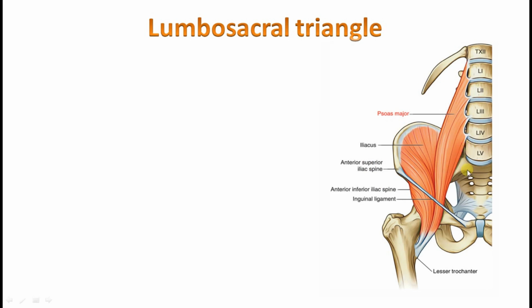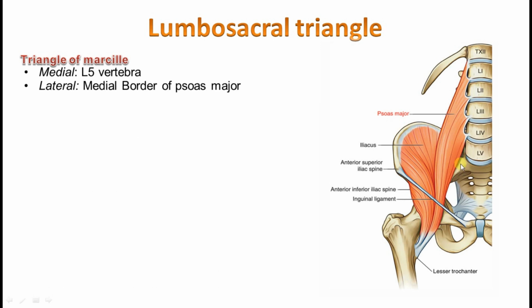So here you see a small triangle which is bounded medially by the L5 vertebra and laterally by the medial border of psoas major. And the base is formed by the ala of the sacrum. Okay. So medially by the L5 vertebra, laterally by the medial border of psoas major, and the apex is the meeting point of the medial and lateral border, and the base is formed by the ala of the sacrum. So that is the lumbosacral triangle of Marcelli.